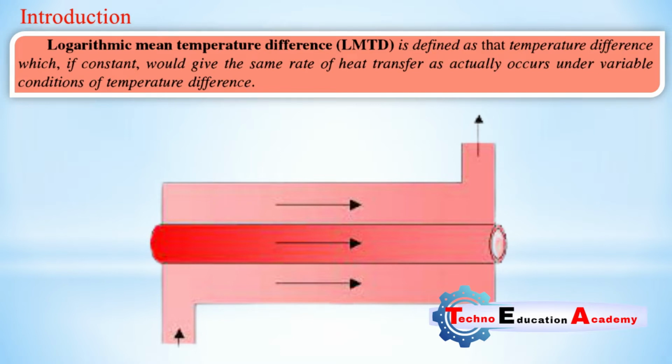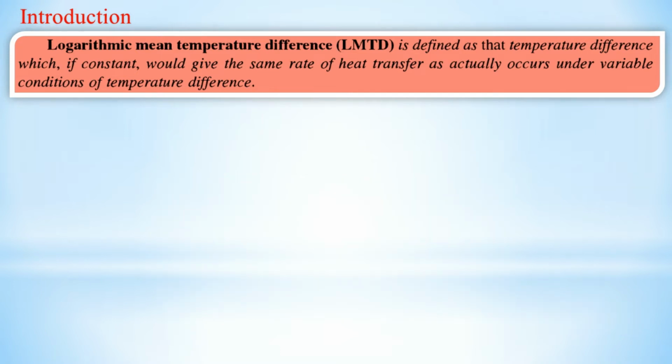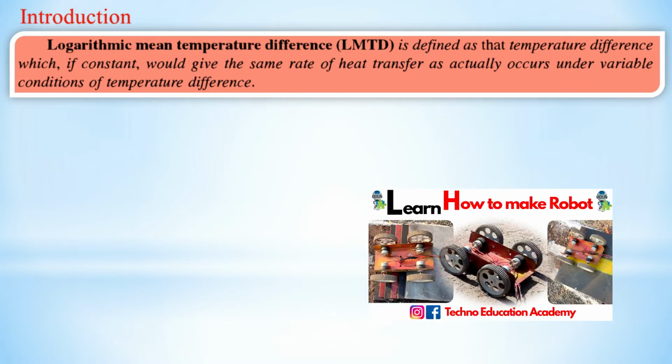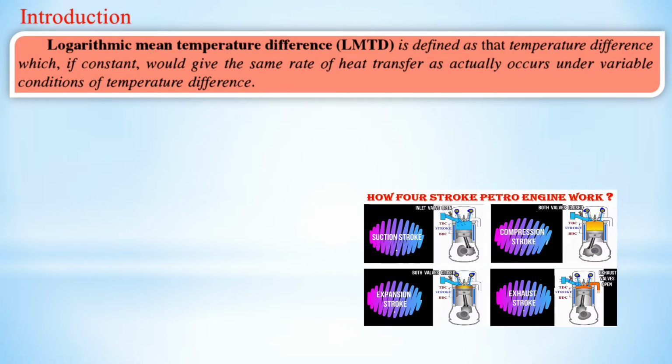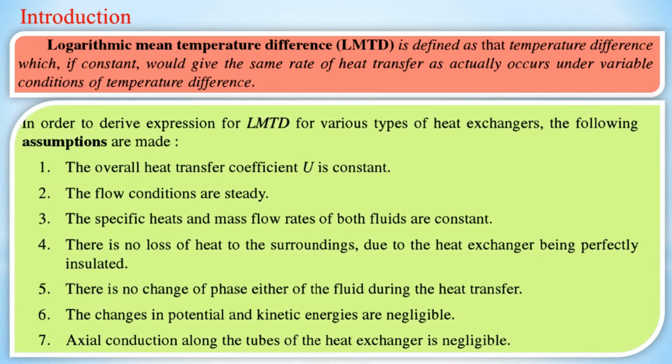Today we derive the equation for LMTD, logarithmic mean temperature difference, for a parallel flow heat exchanger. First of all, what is LMTD? LMTD is defined as the temperature difference which, if constant, would give the same rate of heat transfer as actually occurs under variable conditions of temperature difference. Whenever there is a transfer of heat between two fluids, the temperature does not remain constant, it is continuously varying. This is called LMTD, logarithmic mean temperature difference.